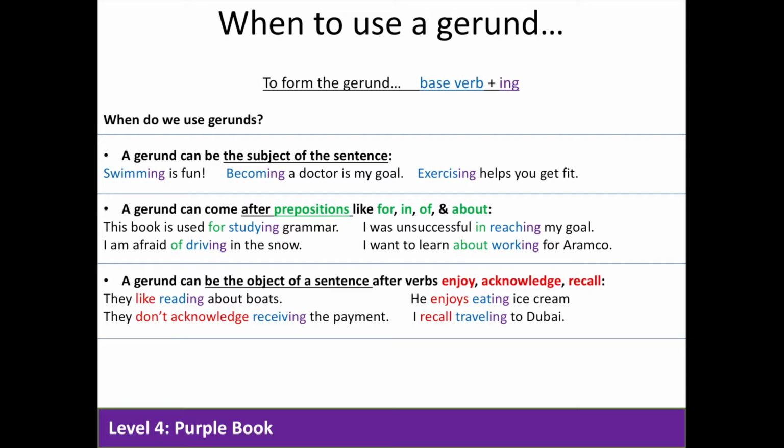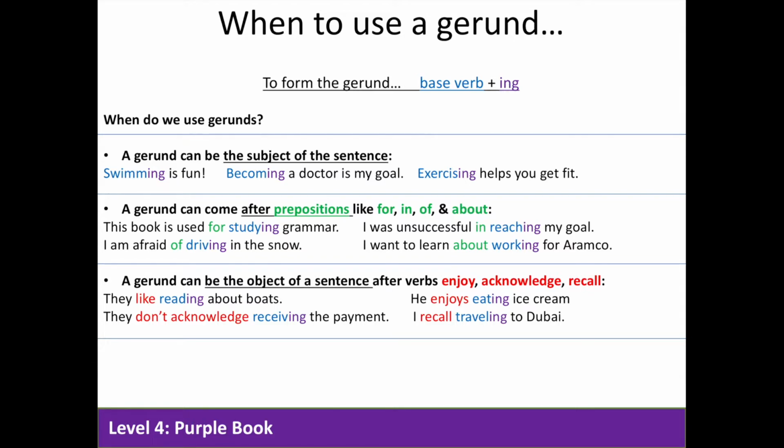Looking at our second example, we have becoming a doctor is my goal. Again, in this statement, we have the verb become plus ing to form the gerund becoming a doctor. Our main verb in the sentence is, and the object, my goal. Finally, in the last example, we have exercising helps you get fit. In this statement, exercise is a verb. However, we add ing to make it a noun, and then we can use it as the gerund, or the subject of the sentence, to become exercising.